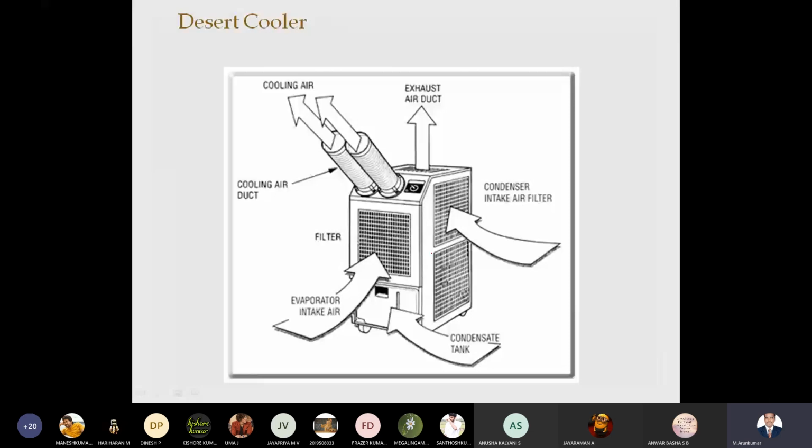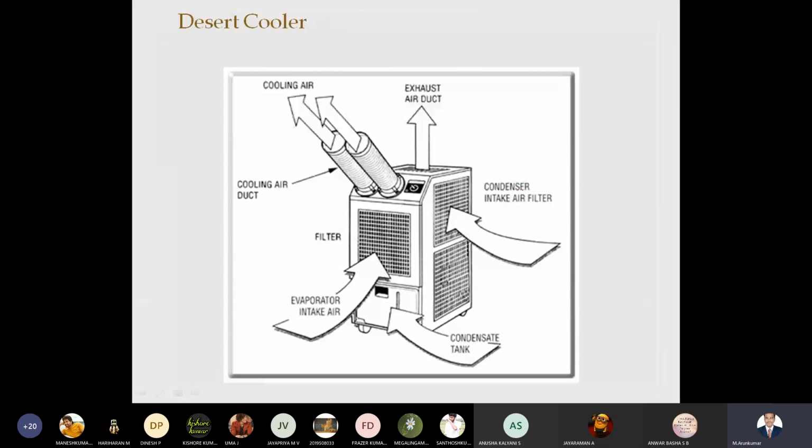Also we have another example of a desert cooler. So we know the parts in desert coolers. We have the evaporator and intake air. Then after some processes, we will exhaust the air through the air duct. Then in the components of a desert cooler, we have a condensate tank. Then we have a condenser, an intake air filter, and a cooling duct. Then cooling air is passed through this cooling duct. Also, we need a filter to clean the air.